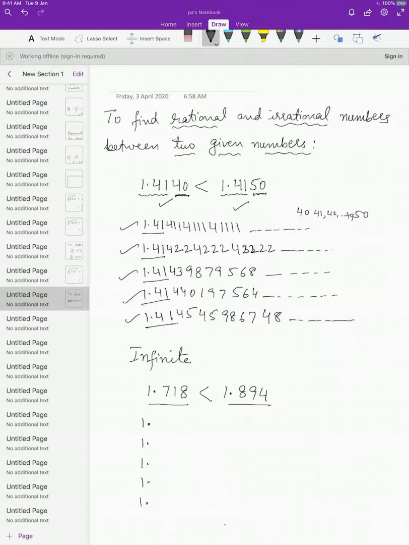Okay, and then 718 and 894, there are so many numbers between them. I can write 719, 720, 721, 722, 723 and so on. Once the beginning is correct, then if you want to make it rational, leave it as it is. If you want to make it irrational, just keep on adding any digits after this and make it non-terminating and non-repeating, and don't forget to put the dots in the end. So this is how we find out rational and irrational numbers between two given numbers.